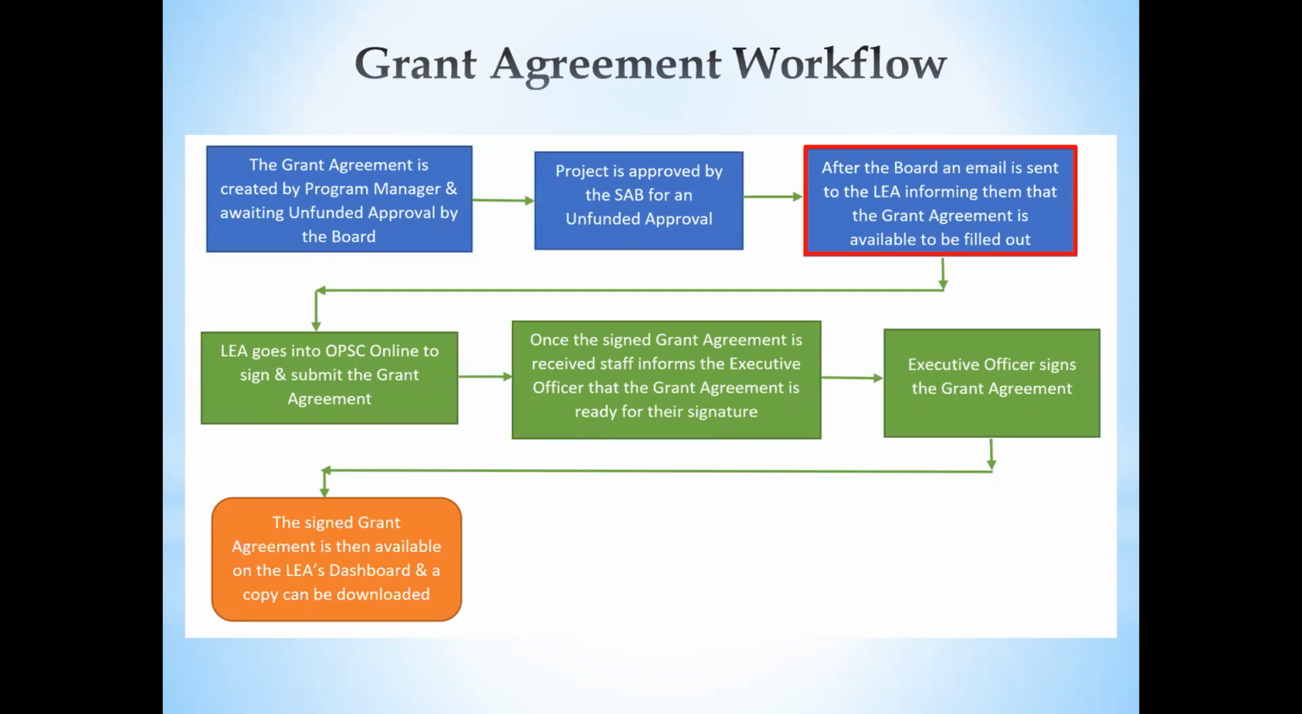After the board, the district will be sent an email informing them that the grant agreement is available to be filled out on OPSC Online. At that point, the LEA can go into OPSC Online, sign and submit the grant agreement. Once the signed grant agreement is received, staff informs the executive officer that the grant agreement is ready for their signature. And then the executive officer will electronically sign the grant agreement. And then at that point, the signed grant agreement is available on the LEA's dashboard, and a copy of that can be downloaded for the district's records.